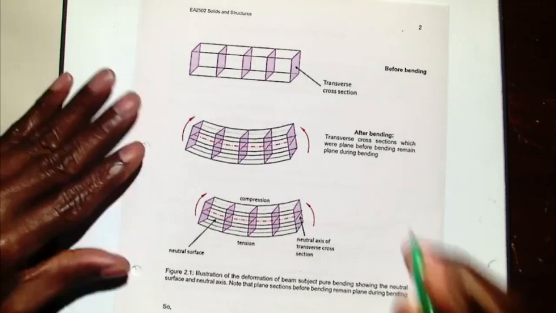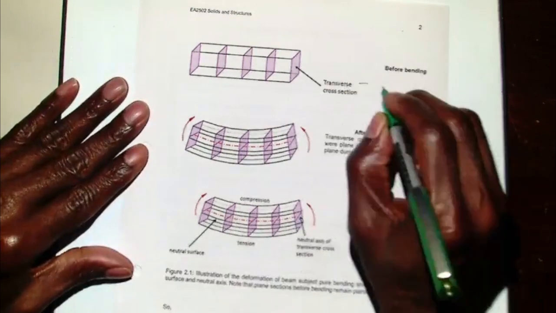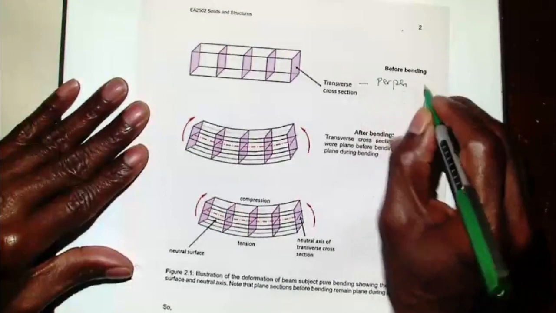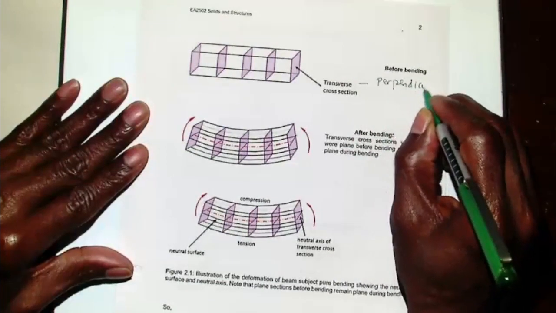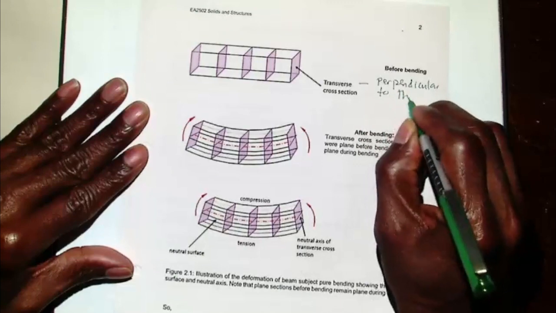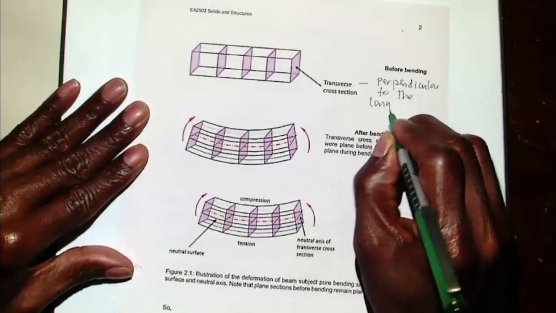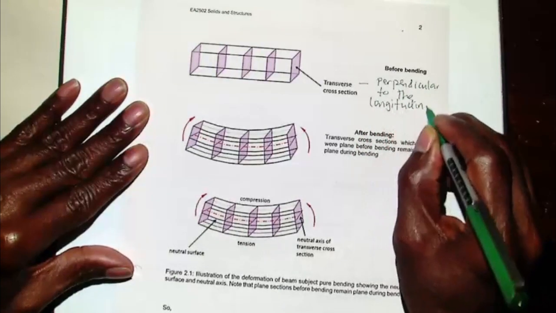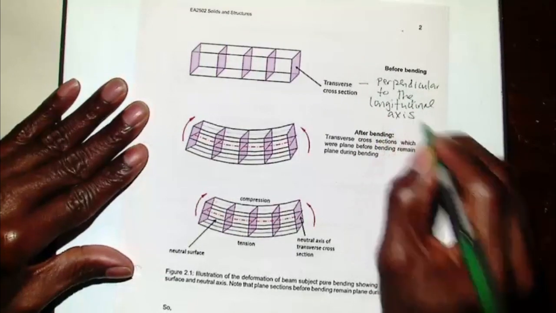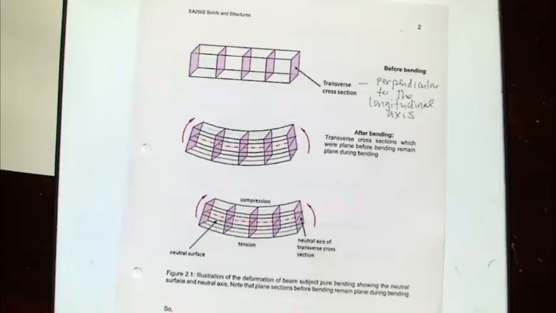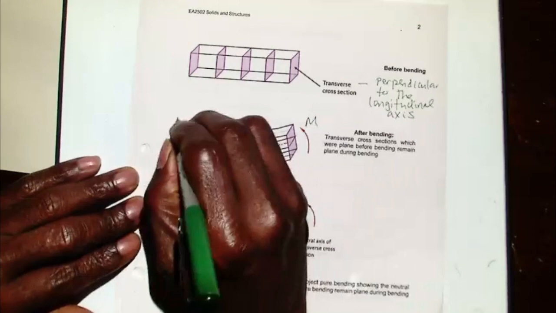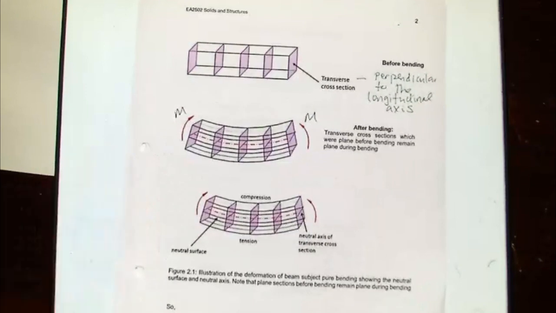If you see the word transverse, it means it is perpendicular to the longitudinal direction. We know our longitudinal direction is the one that is along the length of the beam. Now we've applied bending moment M. So a bending moment M is applied like that, and the beam has now bent.